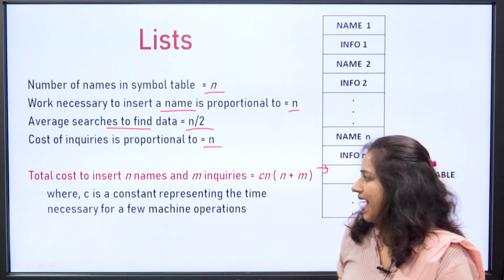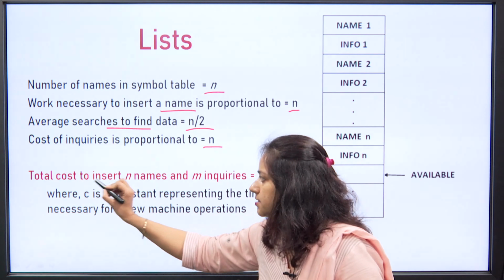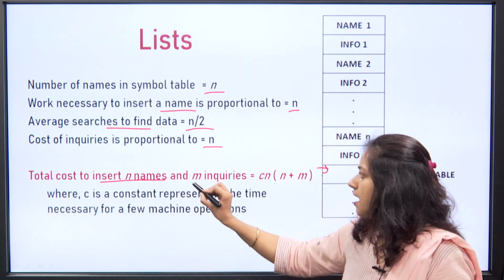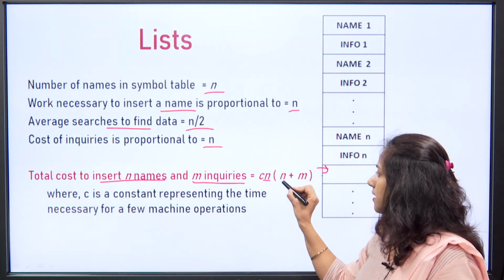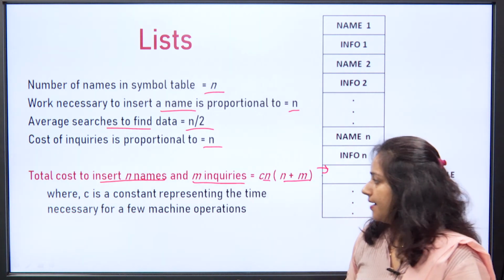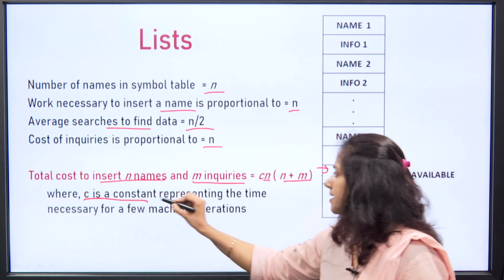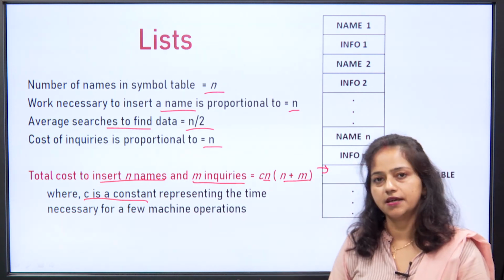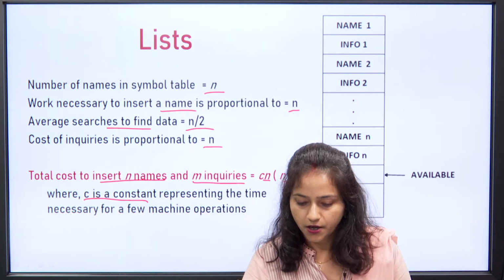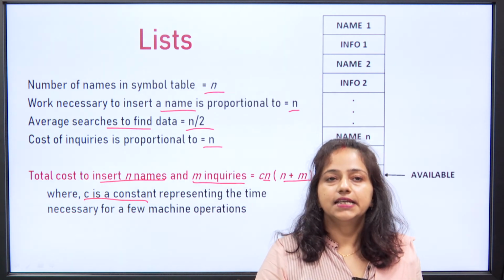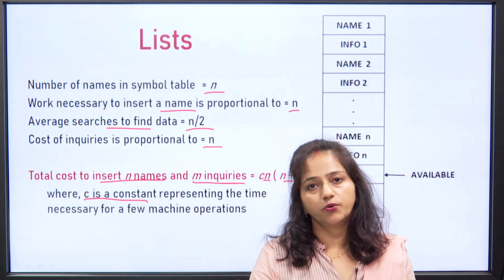So, now we can calculate the total cost to insert n names and m inquiries. It will be C n (n plus m), where C is a constant, representing the time necessary for a few machine operations. So, this is about the analysis or the efficiency of the list.